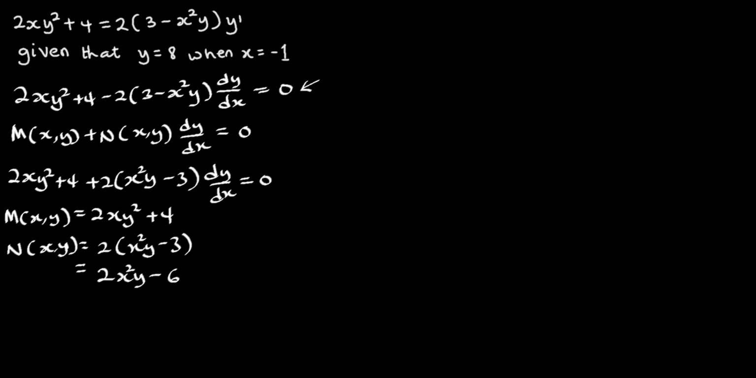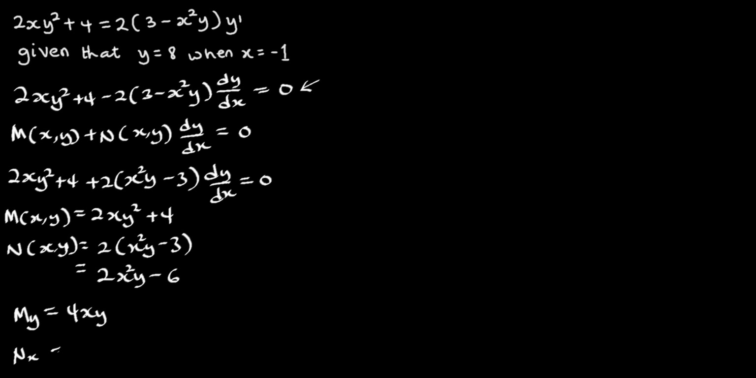Now that we have M of x,y and N of x,y, we can test for exactness to know whether our differential equation is exact before we go ahead and find the solution. To test whether it is exact, I will differentiate M of x,y with respect to y. So we are finding the partial derivative with respect to y. We are going to have 4xy, and for the 4 here, it becomes 0 because we don't have any y variable attached to it. So we are going to differentiate N of x,y also with respect to x.